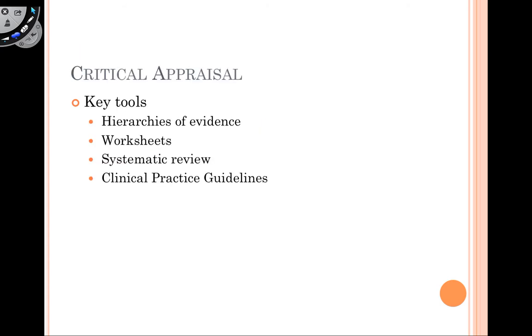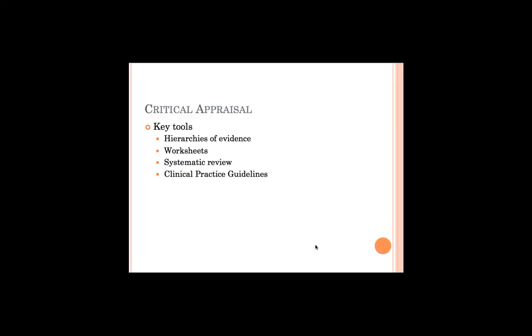So what EBP's done is give us tools to make this process more efficient and give us confidence in making a critical appraisal. In other words, discarding some evidence that looks good, yet we shouldn't pay attention to it, or weighing things that are more complex for us as important. And those tools include hierarchies of evidence, worksheets, something called a systematic review, and critical practice guidelines. So our talk today focuses on hierarchies of evidence.